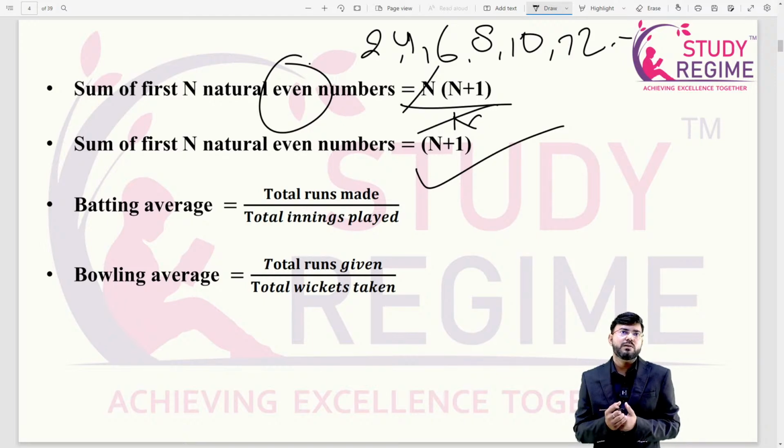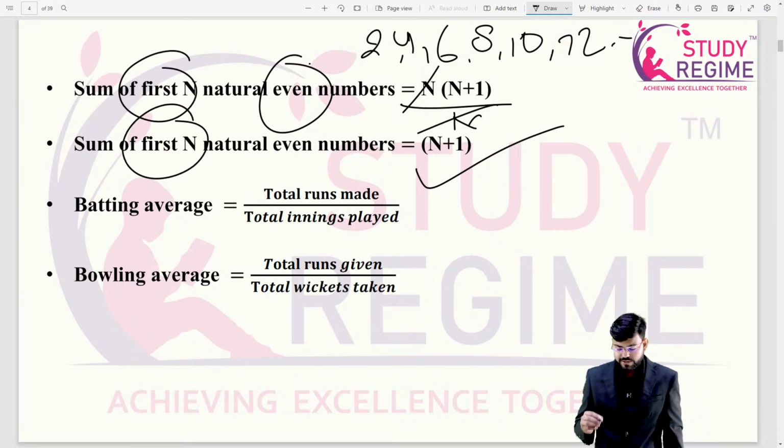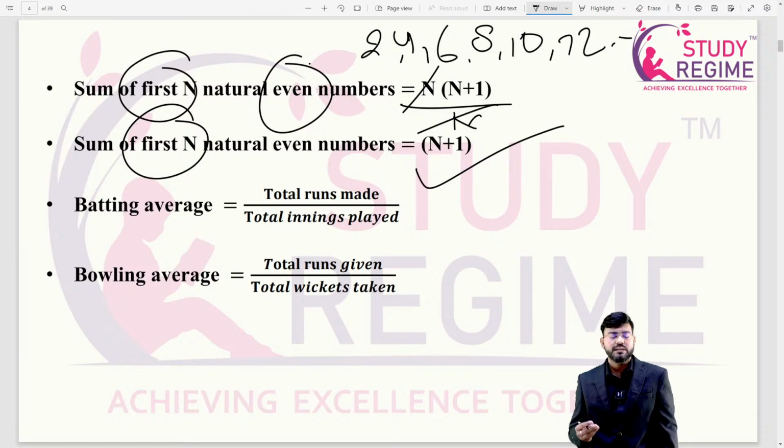So this was all about the series. This was all about the sum of the observations for the n natural numbers, but the important point here is that the word first is common in each and every formula. You can apply this formula only when the series starts from the first one.